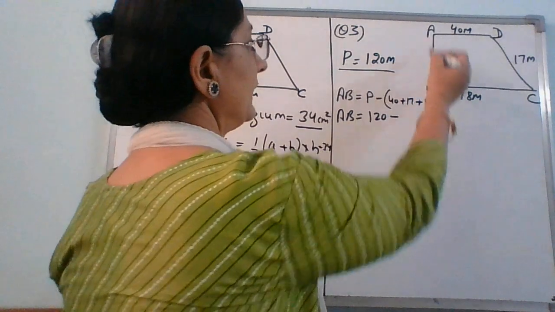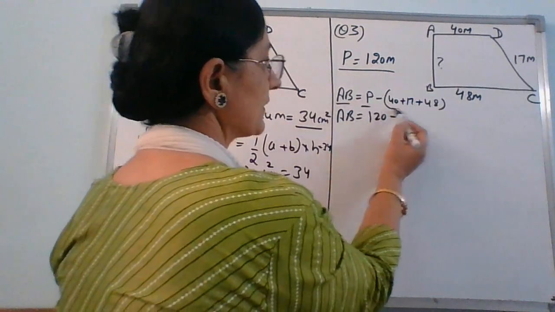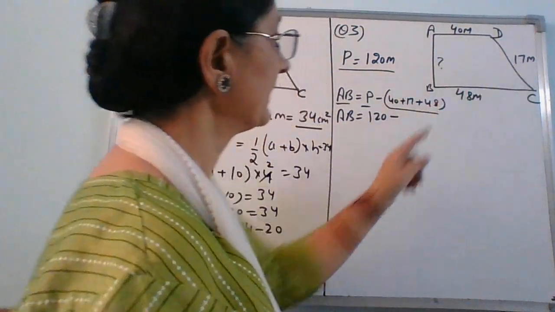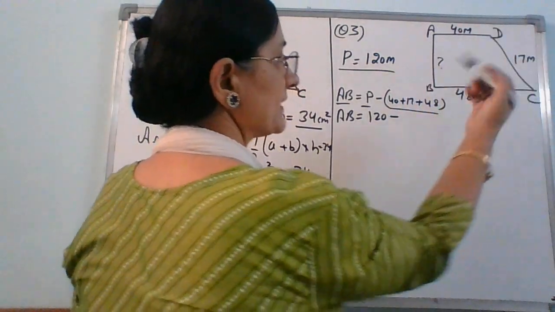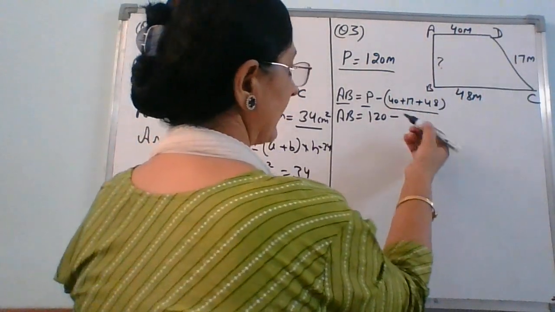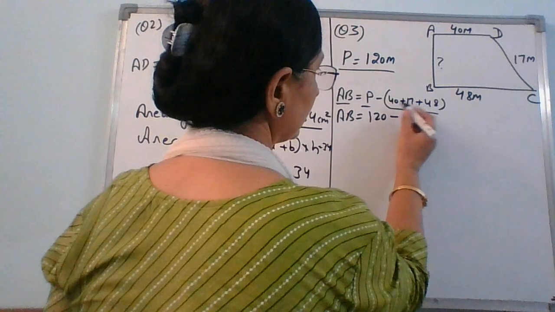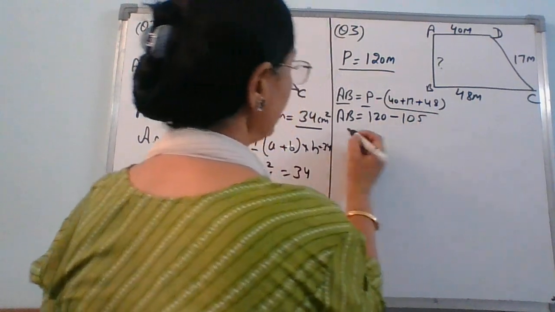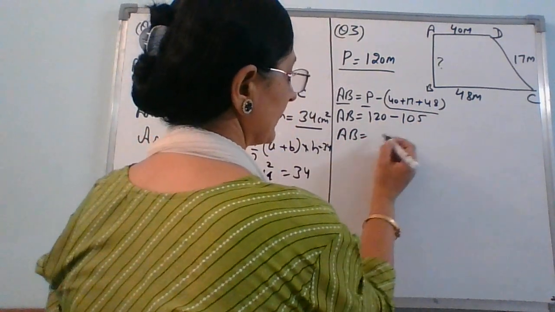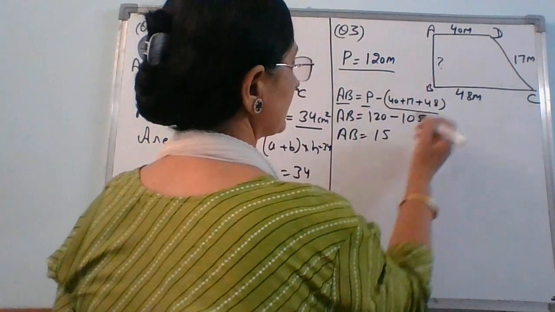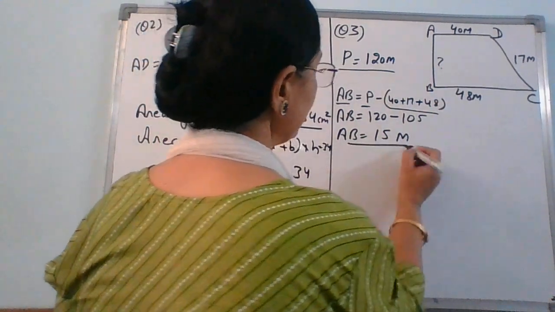So if you want to find AB, कैसे आएगा? Perimeter से just subtract the total of these three. ठीक है? Perimeter से जब आप इसका total subtract करोगे, right? You just add this up. So it becomes 105, right? So AB becomes 120 minus 105 is 15. It means this AB here is 15 meters.